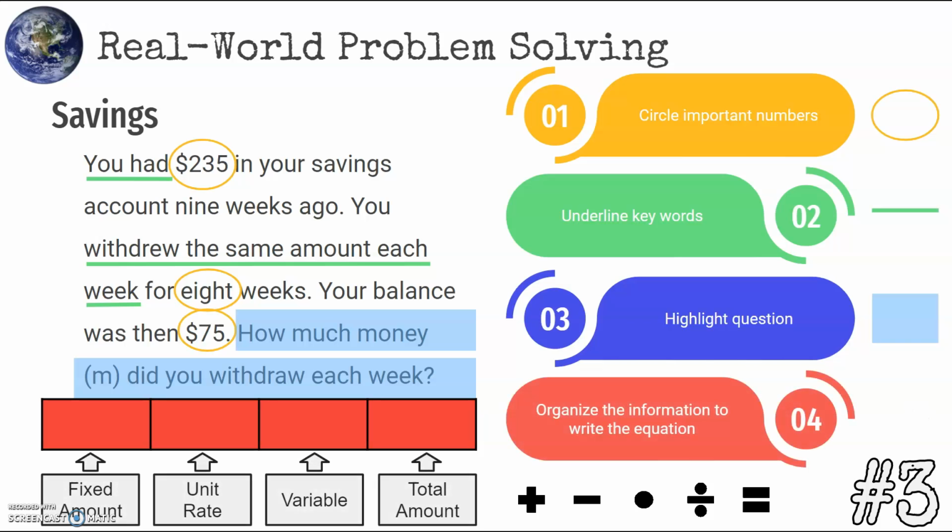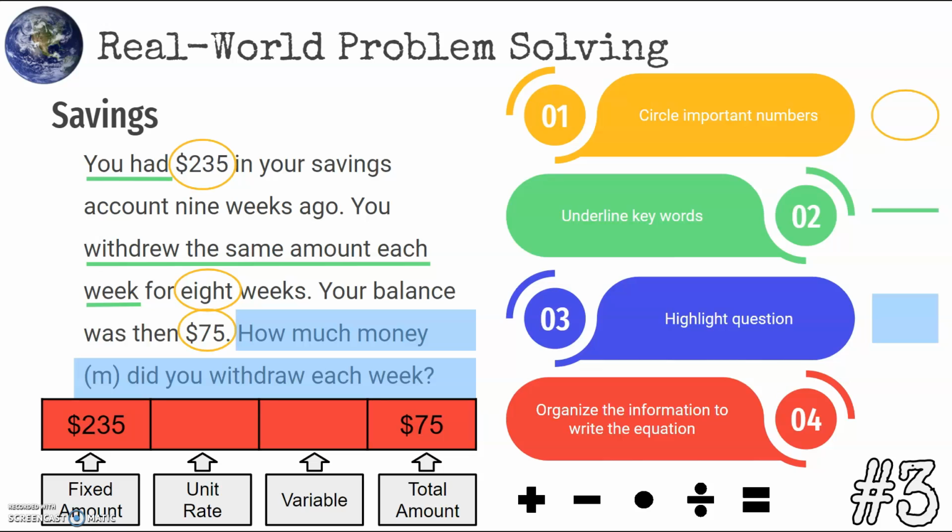Okay, so now we're going to organize the information like we've been doing. We have our fixed amount, our unit rate, our variable, and our total amount. This can get a little bit confusing. What we need to understand is the total amount that they have now. Your balance is then $75. That's the total amount that we ended up with after going through this whole scenario. Even though we started off with 235, that's not the total we have. That's actually a fixed amount.